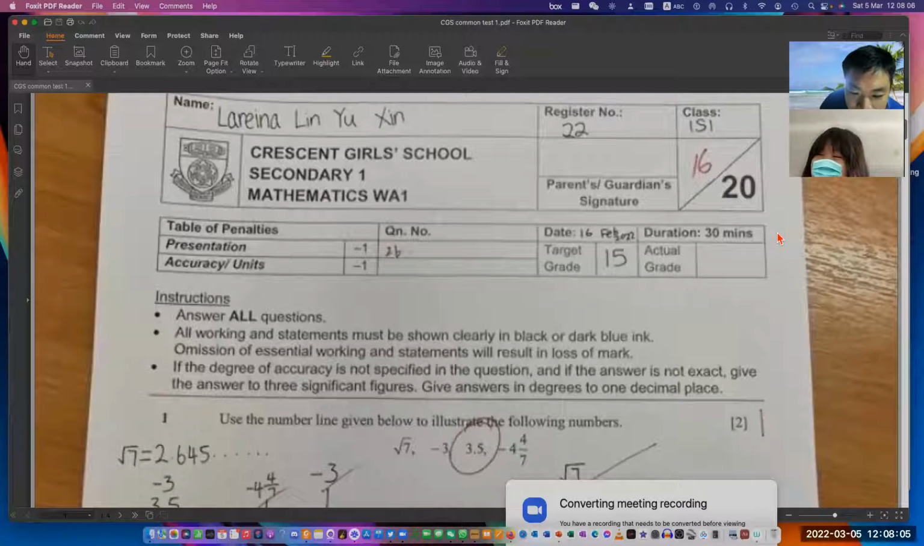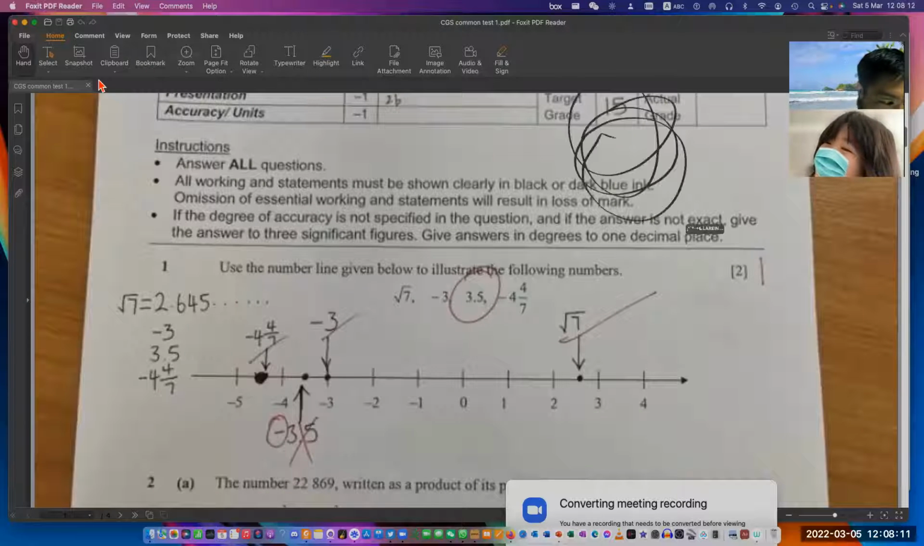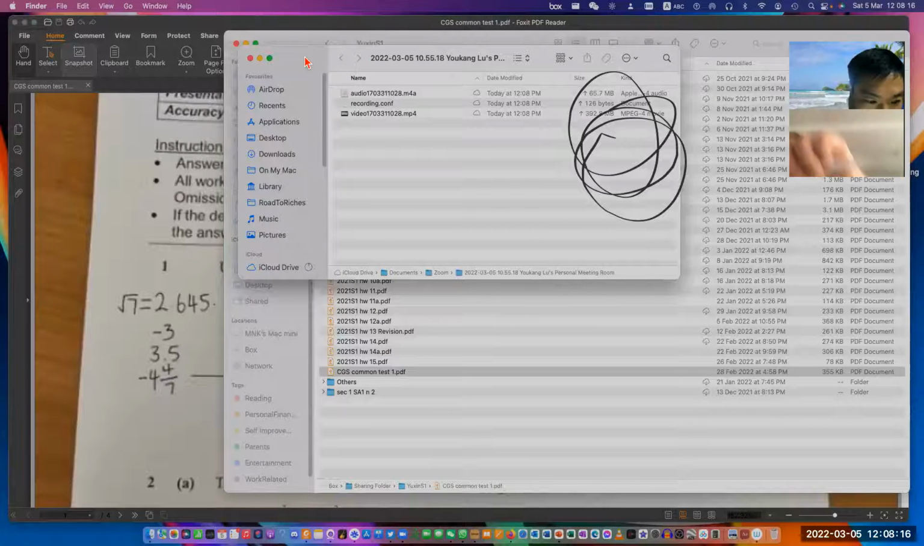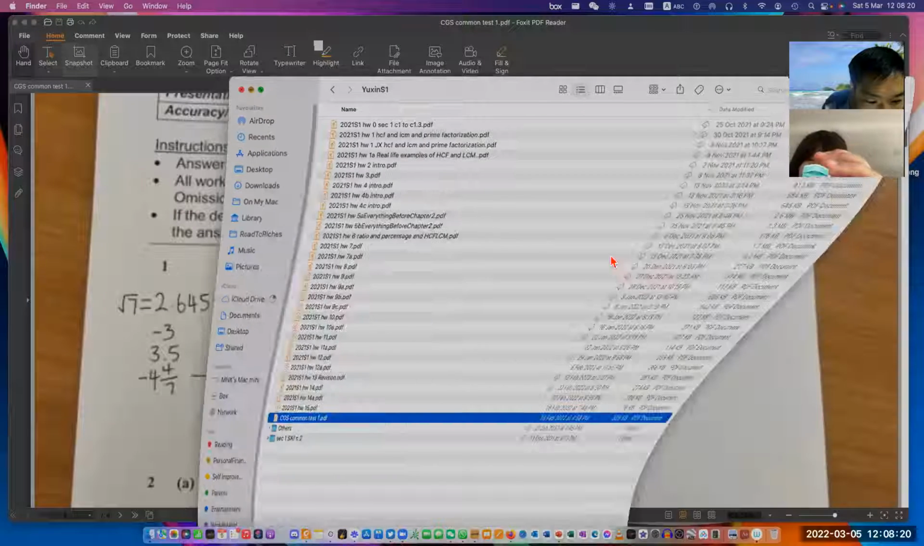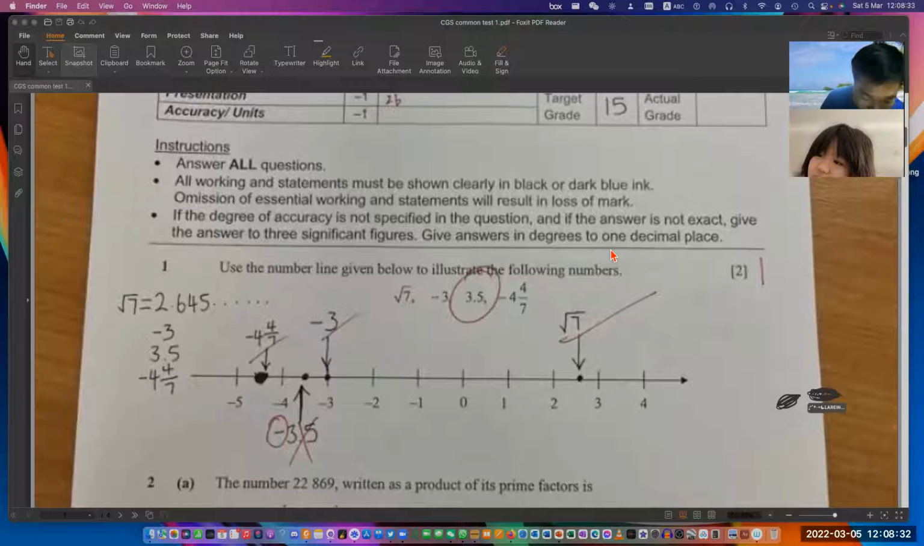See the target grade. Yes. Yeah, I saw it. But I will say, okay, don't be too happy about it. Do you know why? Because I saw some areas where you are supposed to lose marks, but somehow your teacher is lenient. That's why you get the marks. So don't be too happy about it.